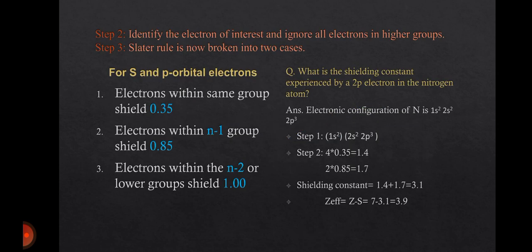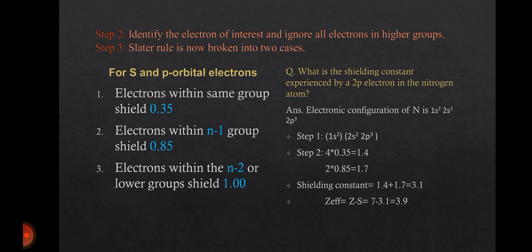The third step: for s and p orbital electrons, the rules for calculating the shielding constant are different, and for d and f orbital electrons, the rules are different. So first we will talk about the rules for s and p orbital electrons, and we will understand them with an example.